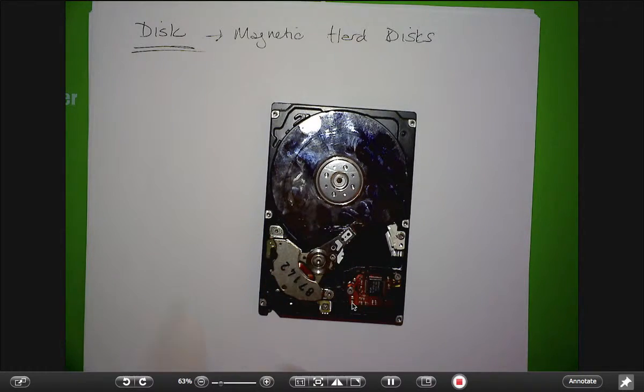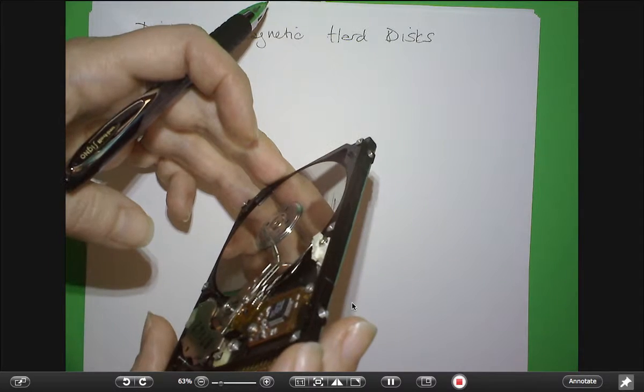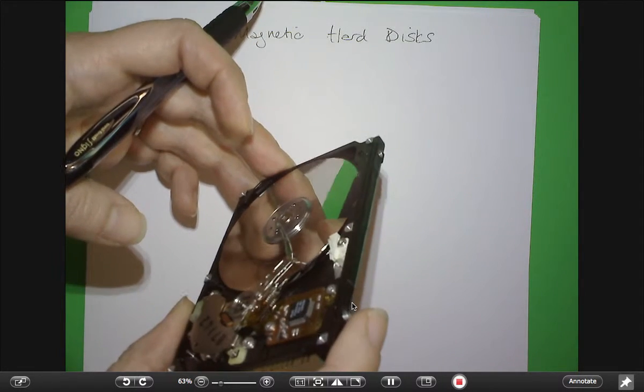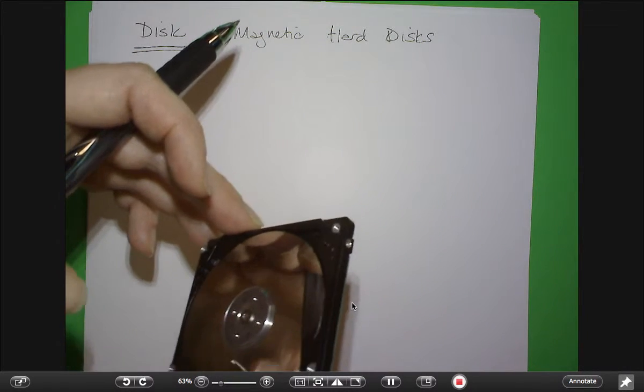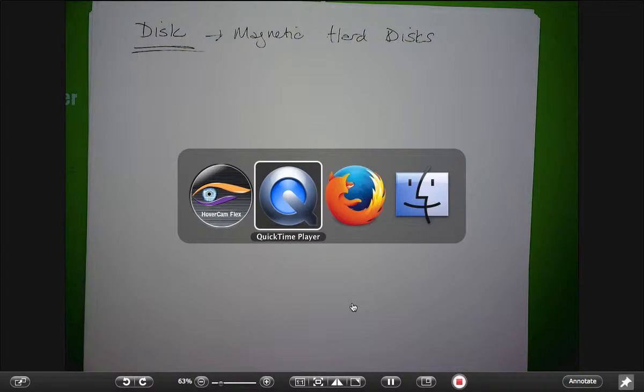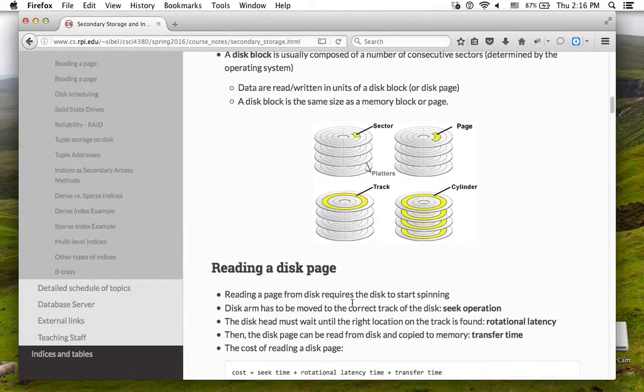Okay? And this one, you cannot see this, has exactly 2 platters. Can you see the 2 platters here? I have 1 and 2. But newer and newer hard disks actually have multiple platters. So let's see, I have a picture here. A hard disk has multiple platters, and generally you can read and write on both sides of a single platter. Each one is called a surface, right? So if you have 4 platters, that means you have 8 surfaces.